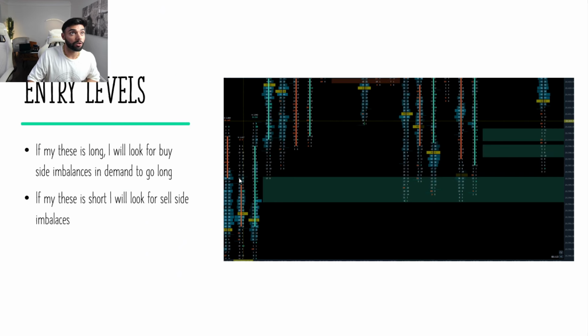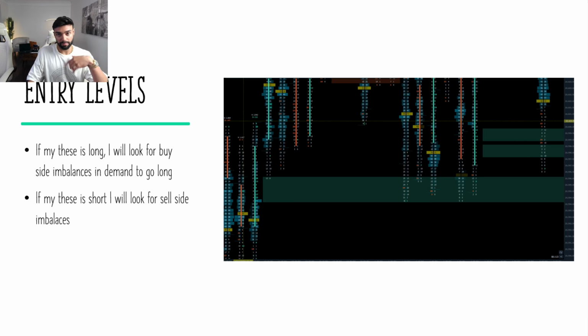So we get an aggressive move. Demand was made. We get an aggressive move off to start the demand, and an imbalance is being made, right? So then you wait for price to retest that imbalance for extra confirmation to go long. It's very simple, right? My thesis is short. I will look for sell side imbalances off supply. So it's the exact opposite.